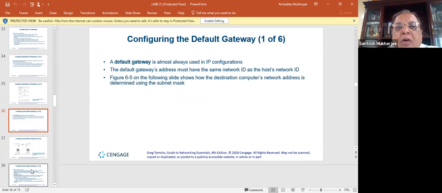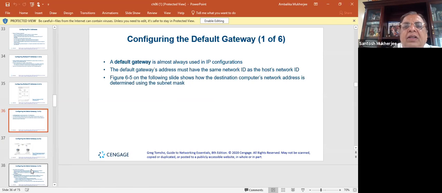A default gateway is almost always used in IP configurations. When you want to use an IP configuration, the default gateway is used. The default gateway's address must have the same IP network ID as the host network ID.